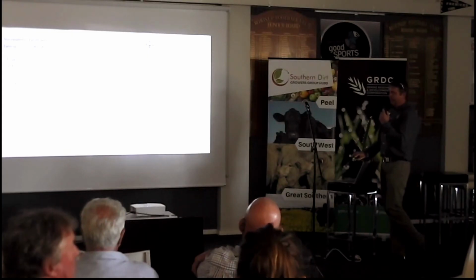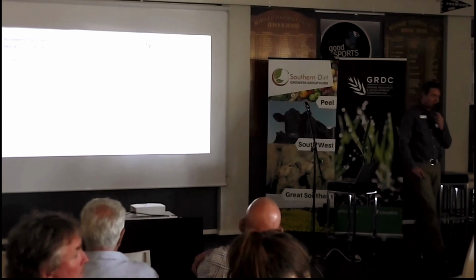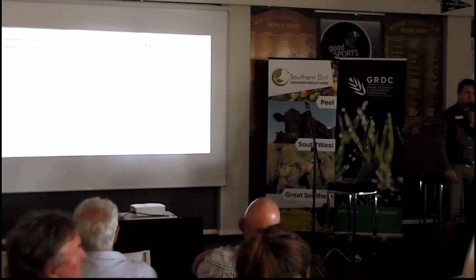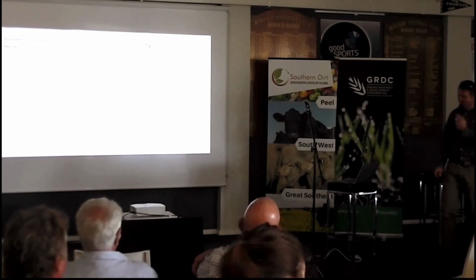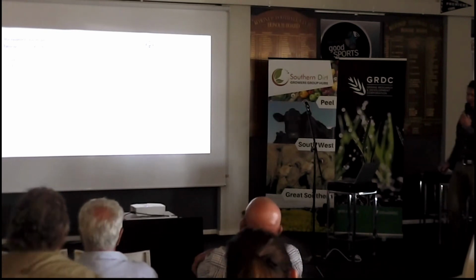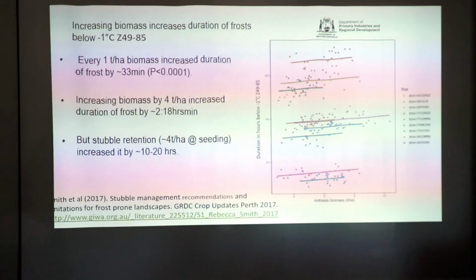So then you're saying you're increasing the duration but not necessarily the impact? Yeah, the reality is that's very little, Julianne. Compared to stubble retention, which is normally around 4 tonnes a hectare of stubble at seeding, throughout that same window, that increased the frost by 10 to 20 hours. So yes, we can fiddle around with nitrogen and seeding rate to try to reduce frost severity and duration, but we're much better off looking at how we're managing our stubble in our farming system than even bothering about nitrogen and seed rate.